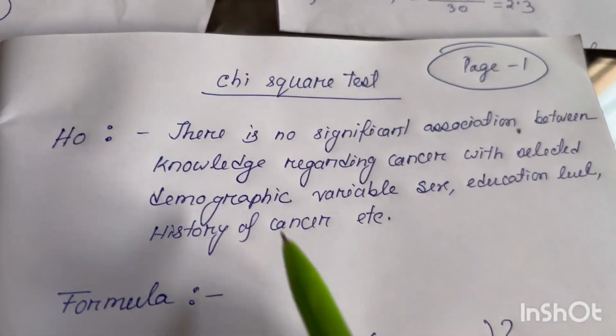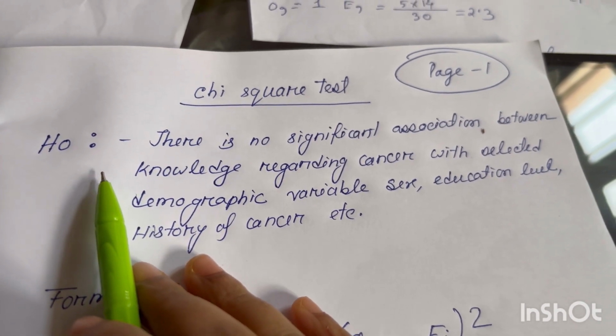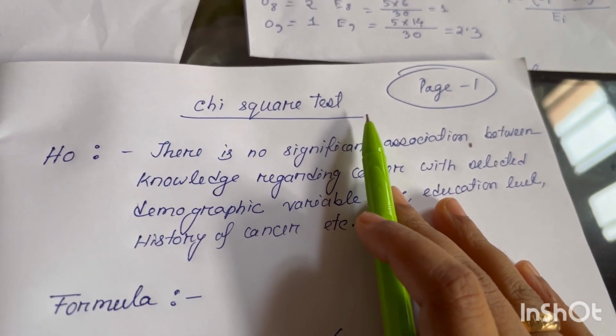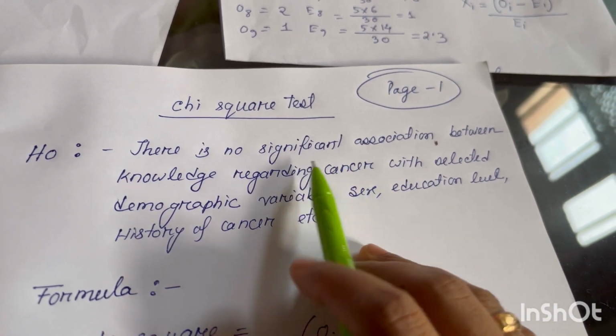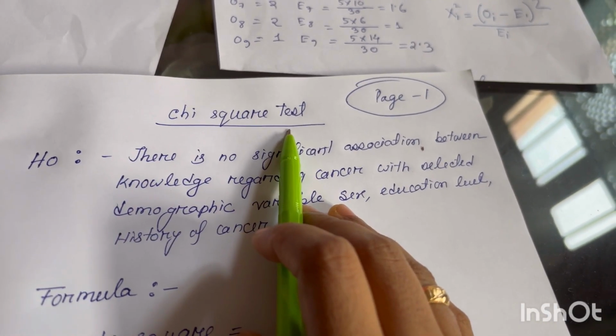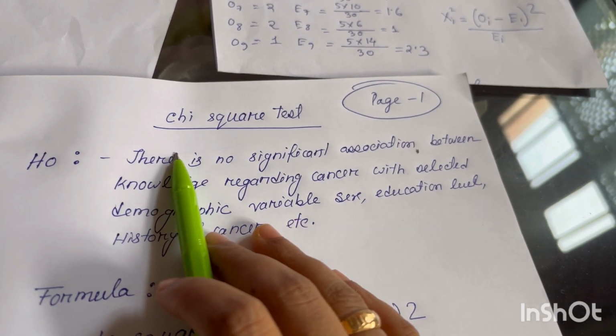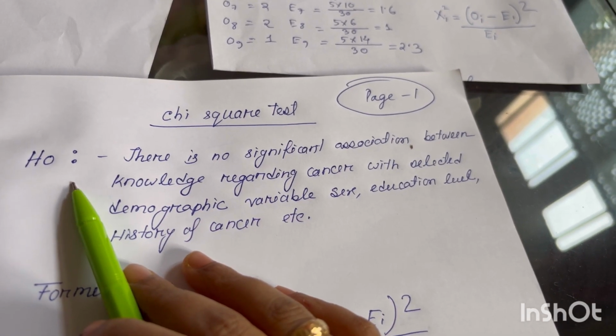Hello learners. Today I will teach you how you can calculate association, or how we can find out the association between two variables with the help of the chi-square test. For that, first of all, we have to formulate a null hypothesis.